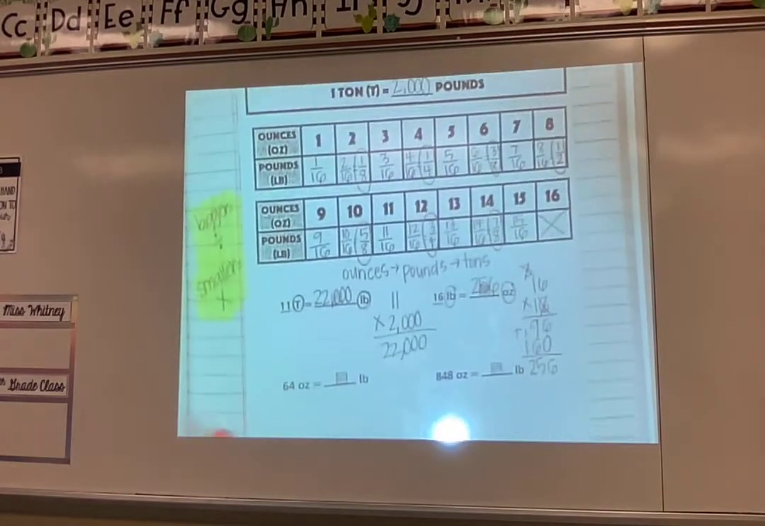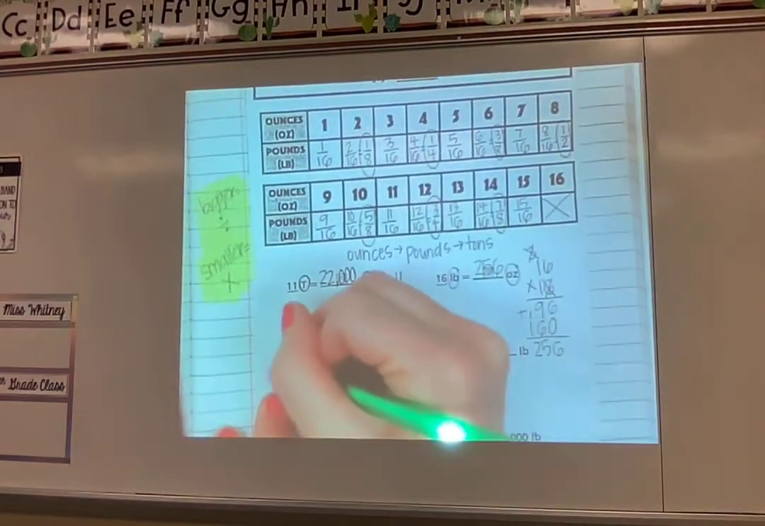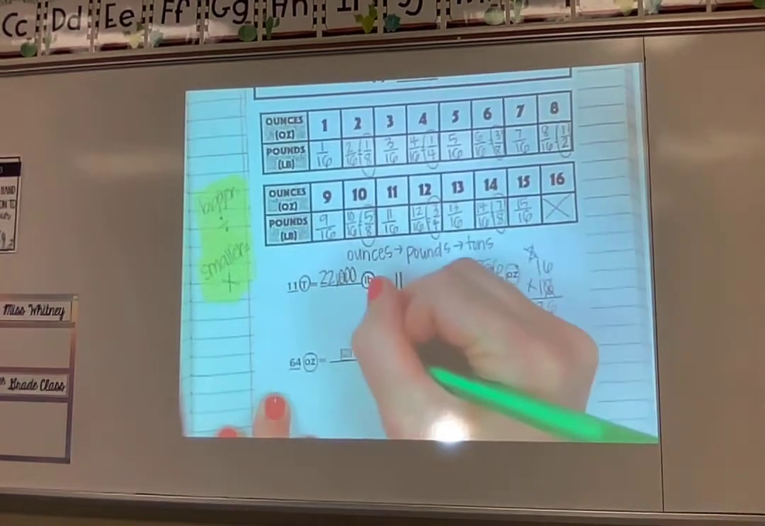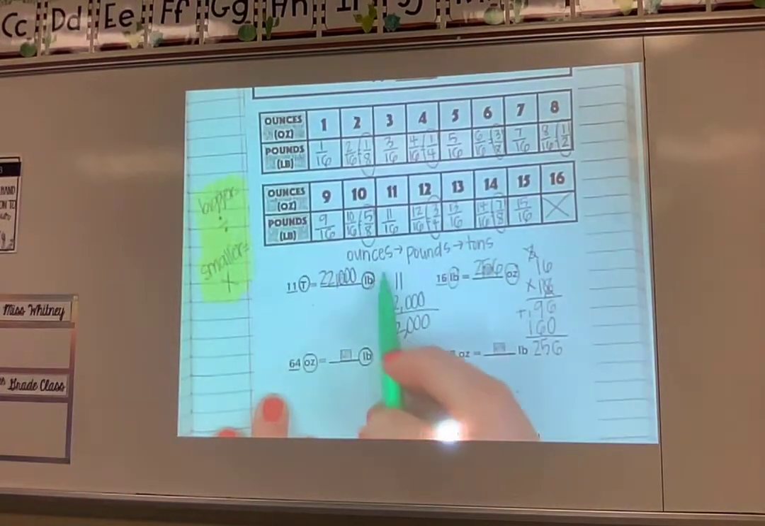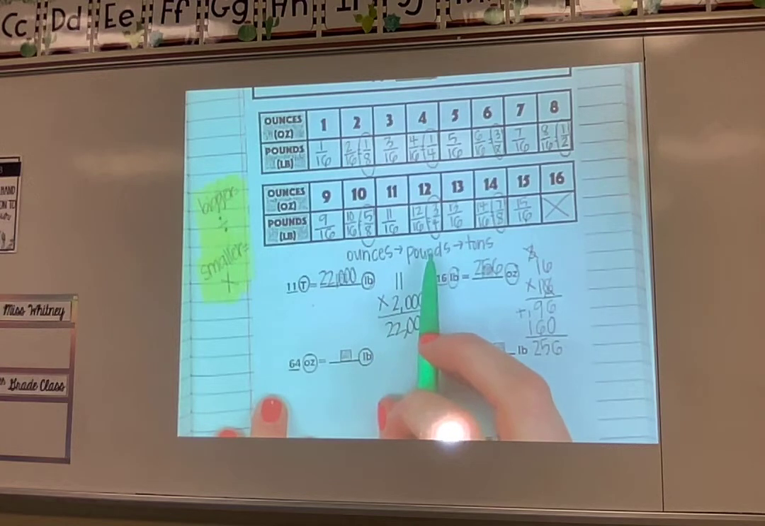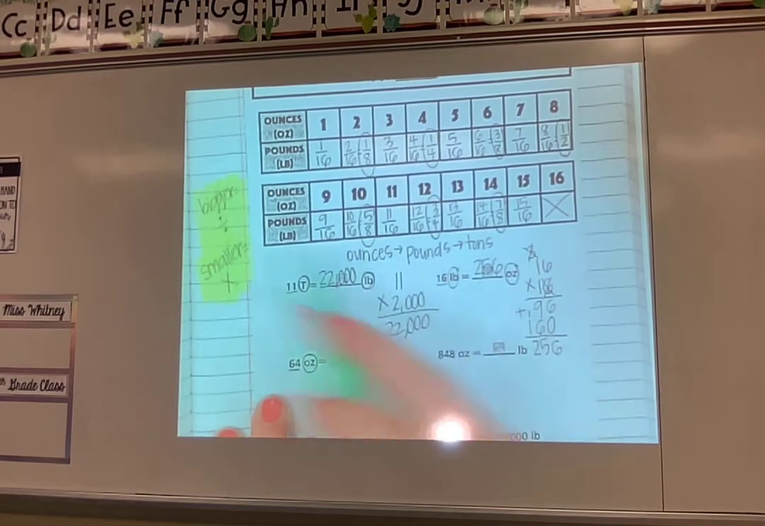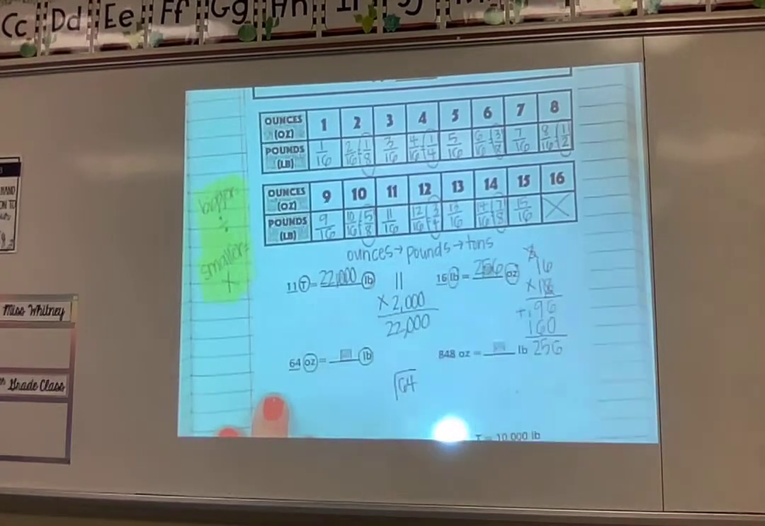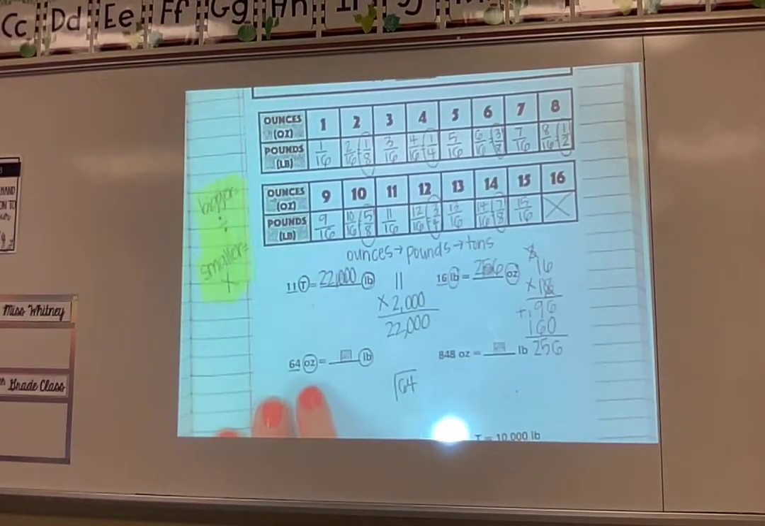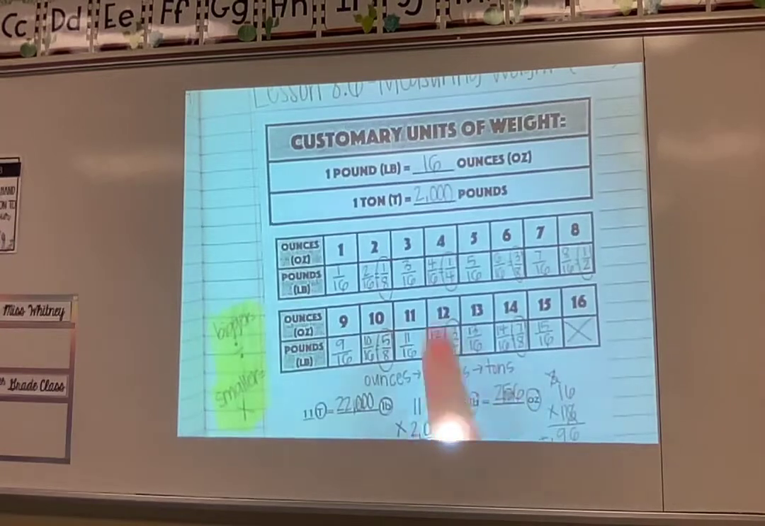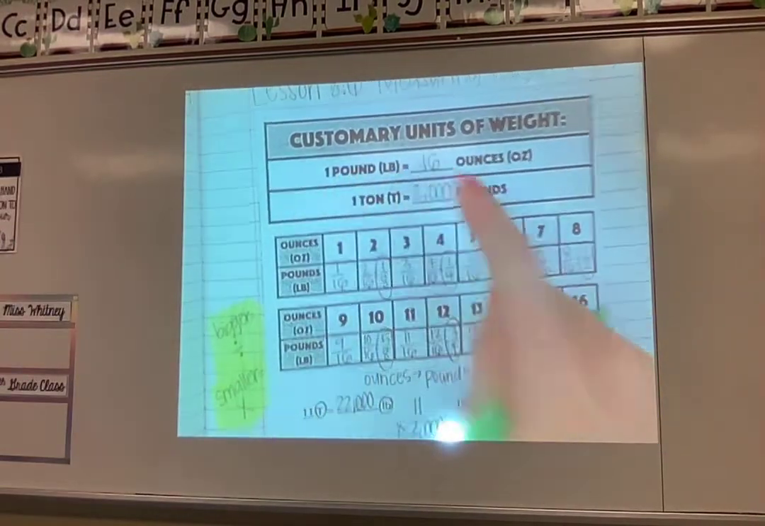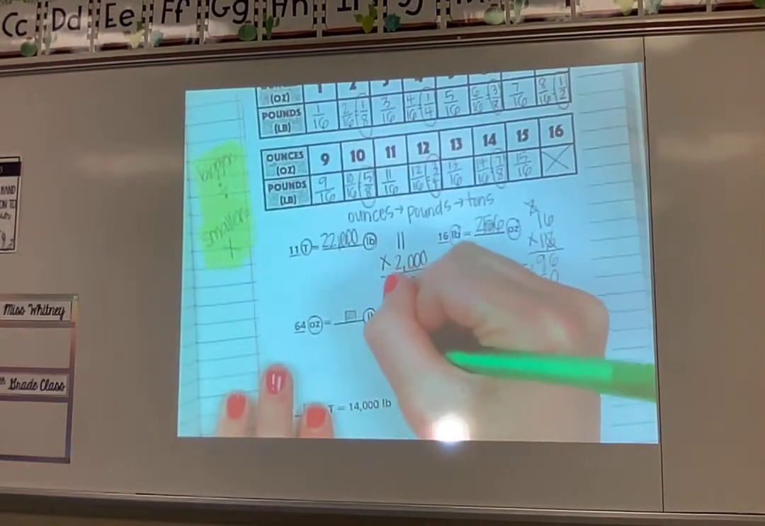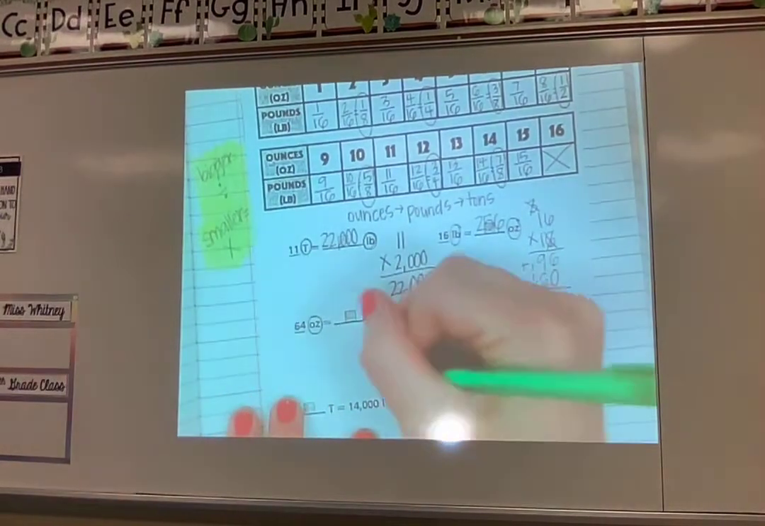All right, let's scooch on down a little bit farther. We have 64 ounces, and we are going to pounds. So I'm going ounces to pounds. I'm getting bigger this time, so I need to divide. 64 divided by, then I'm going to look at my chart. Ounces and pounds, there are 16 of them. Ooh, now round 16 to 20.